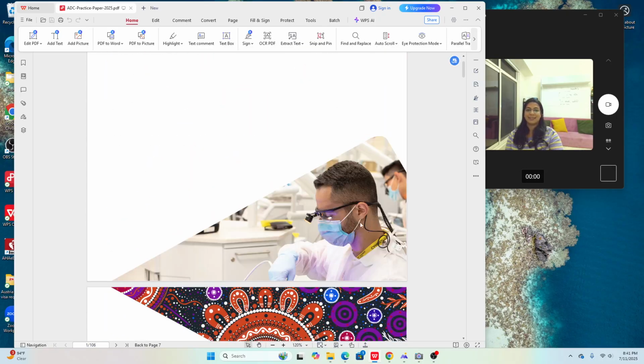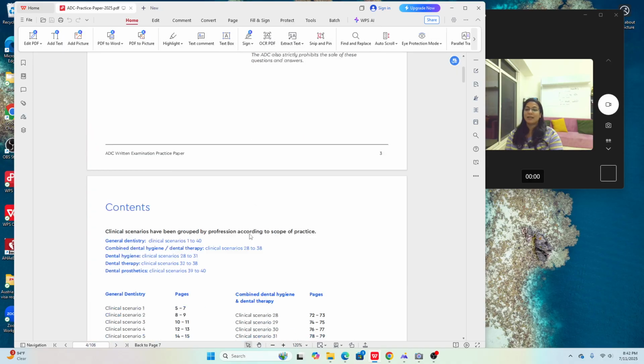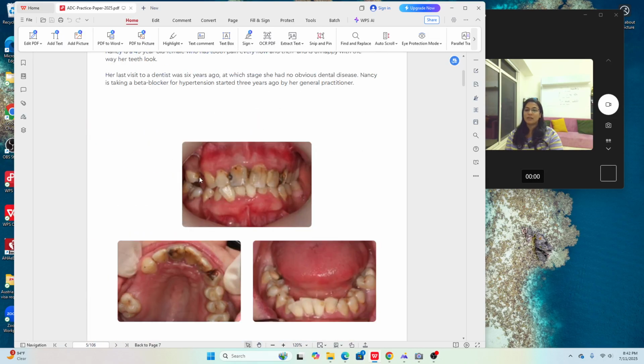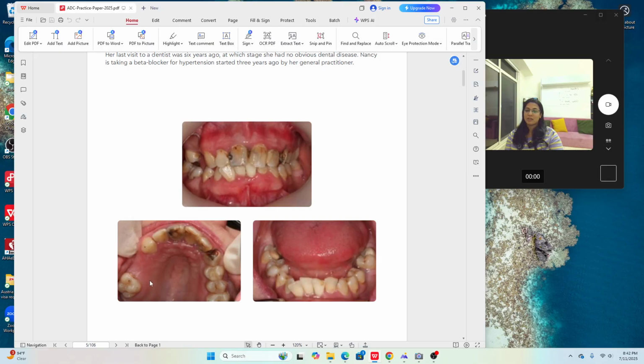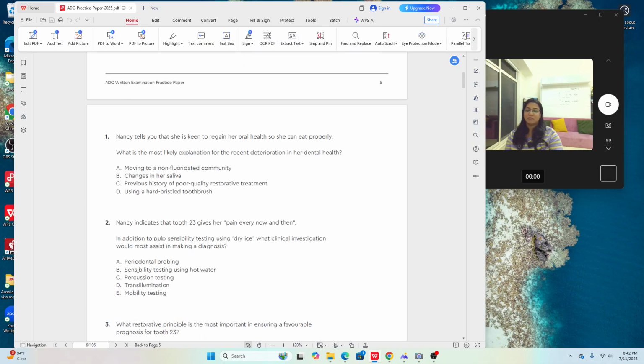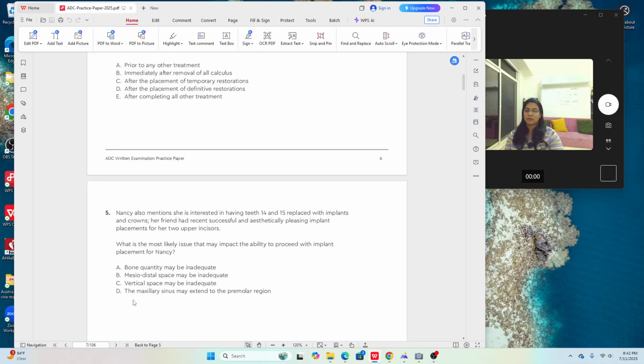Okay, let's go back to this picture. Vertical space. Yeah, there is quite a lot of vertical space in the picture. Mesiodistal space, it's enough for 2 premolars. I don't think this is less. This is quite a good space actually. So I'm not going to go with those options either. The maxillary sinus may extend to the premolar region. Possible.